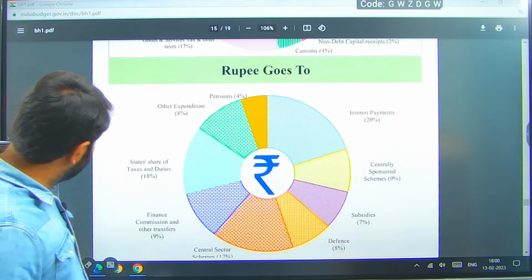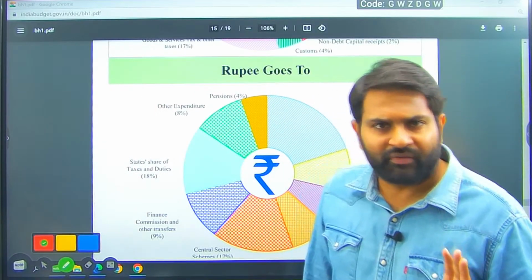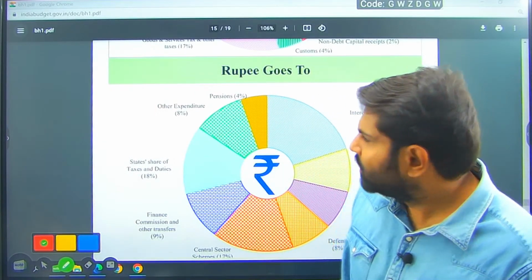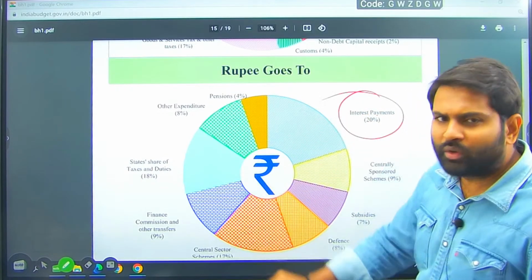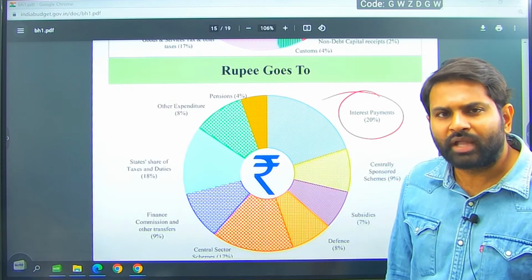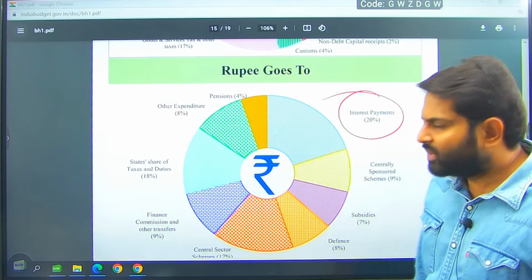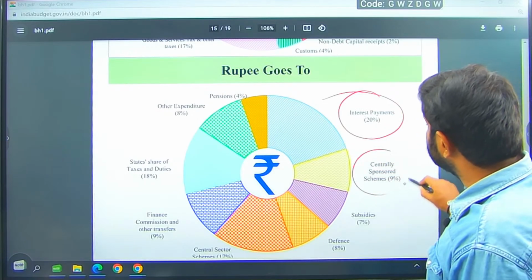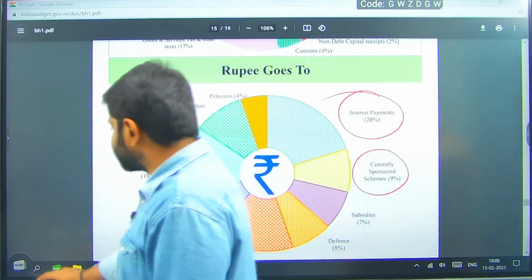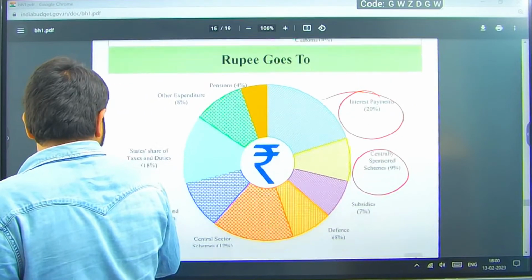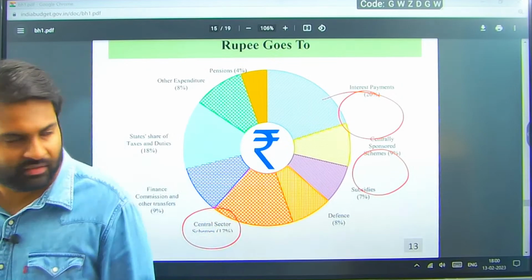So if the money is coming from those roads, where the money is being spent, this you need to remember for sure, there is no exemption. Where is the money going to? Interest payments. How much money is going? Understand why I discussed that deficit. 20% of the money is going to interest payments. Central sponsored schemes 9%. Central sector schemes 17%, if you can see, right?